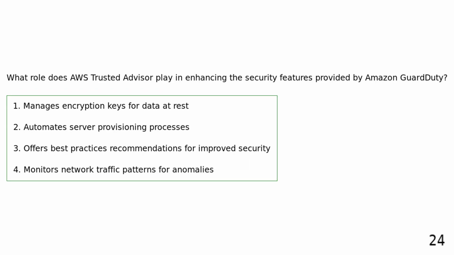What role does AWS Trusted Advisor play in enhancing the security features provided by Amazon GuardDuty? Manages encryption keys for data at rest. Automates server provisioning processes. Offers best practices recommendations for improved security. Monitors network traffic patterns for anomalies.